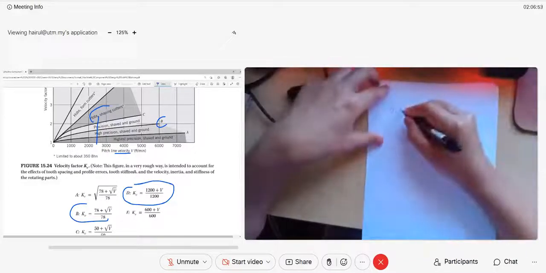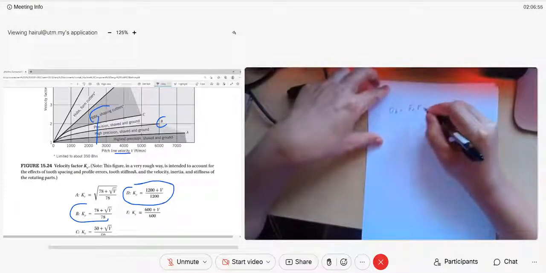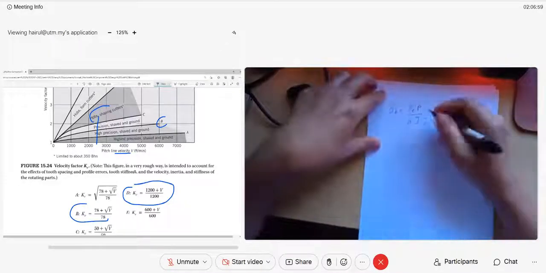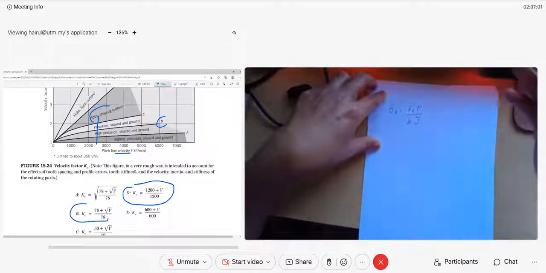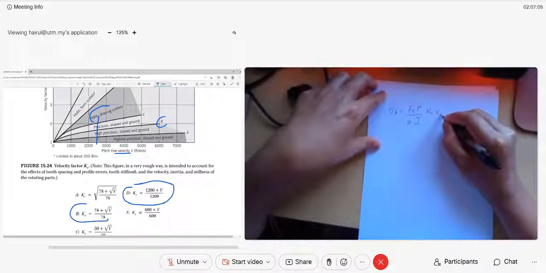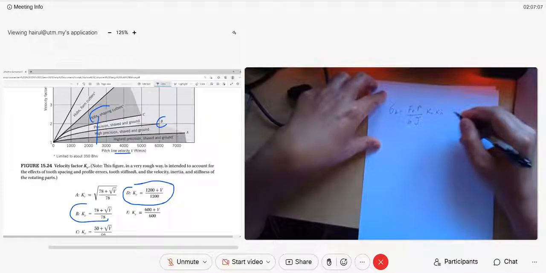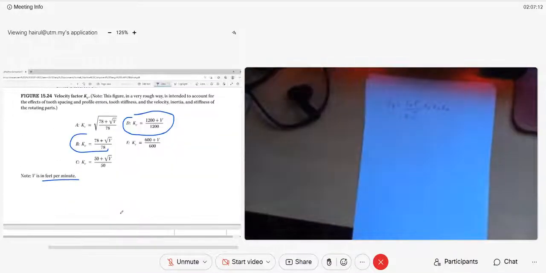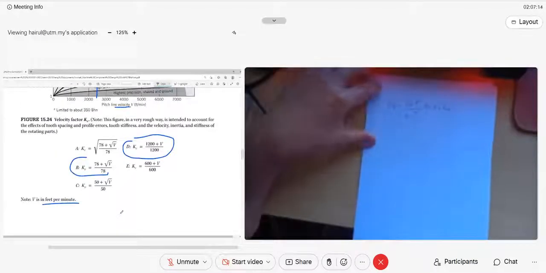Sigma bending is your F tangent times P over B times J. J is per gear geometry, you know how to do it. P is diametral pitch, N over diameter of gear. Then KV, KO, and KM. KM is the mounting factor, you can get it from the table. That will be your sigma bending stress.